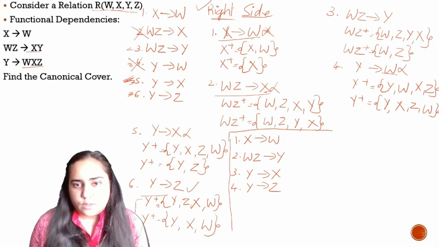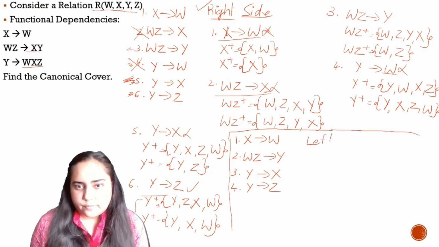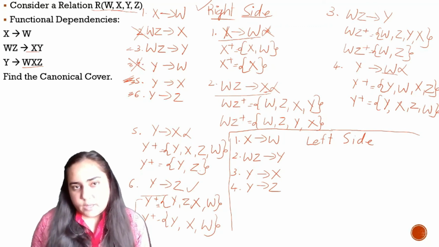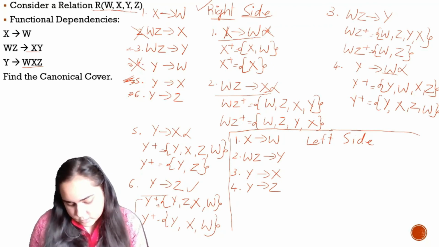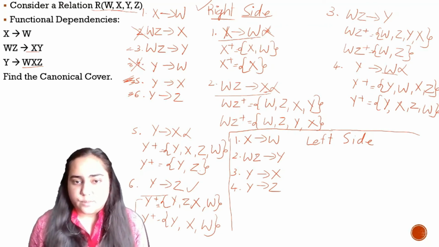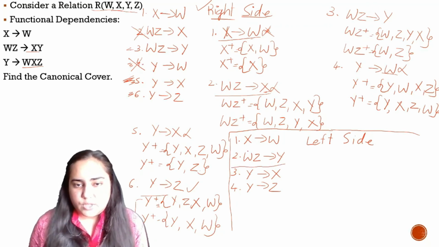Now we are going to start and talk about the left side. So for the left-hand side, we are going to apply the second rule. And using that rule, first of all, we need to check now which of the dependencies is having more than one attribute on the left side, and that's only number 2. So we don't need to check 1, 3, and 4. We just need to check 2.